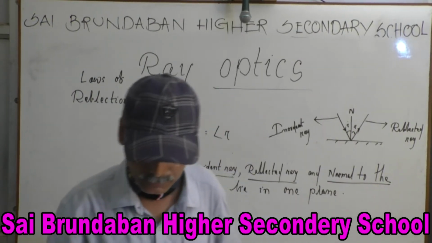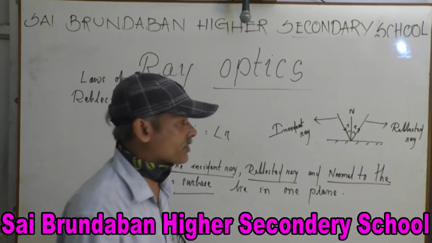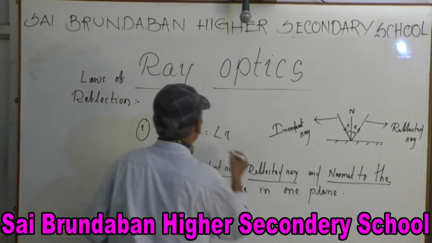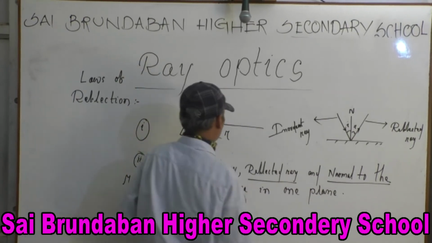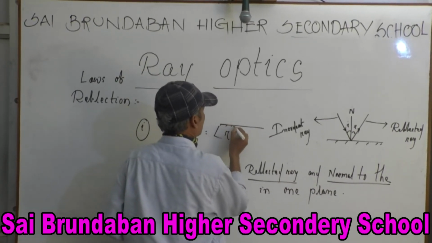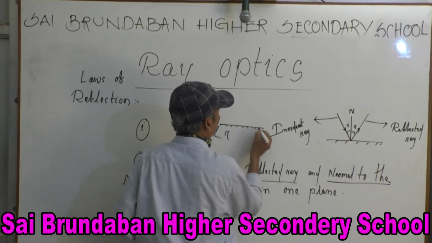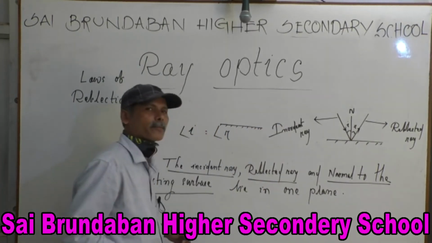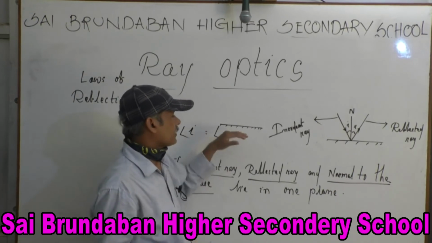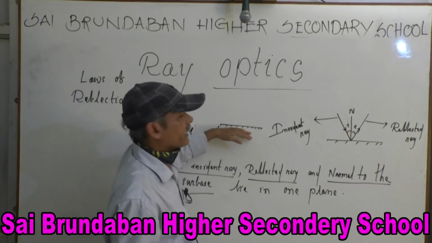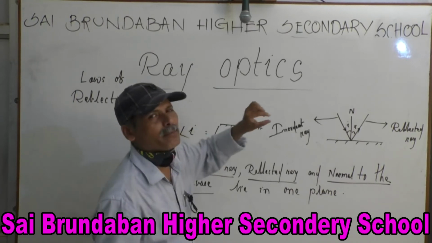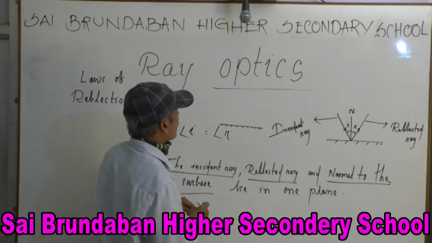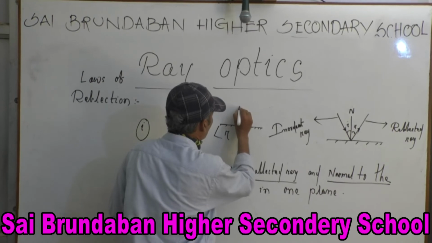Now, a question may arise. Let's say here is a plane mirror. The inner surface is silver coated. The inner surface is opaque. This is a thin film of glass. This is the normal.